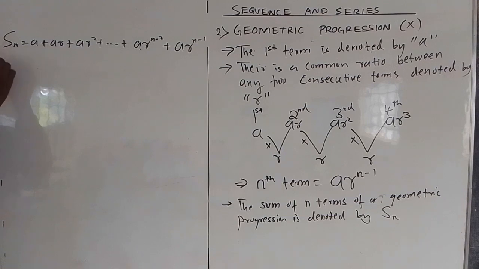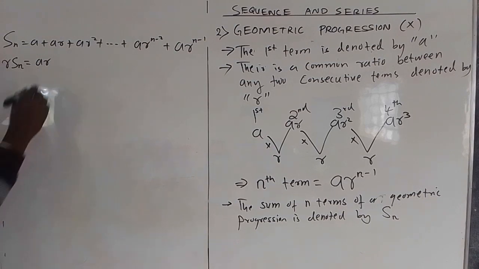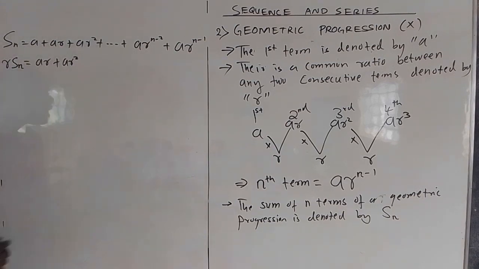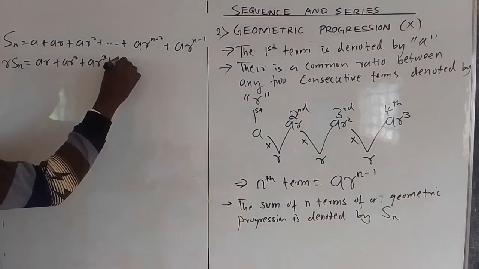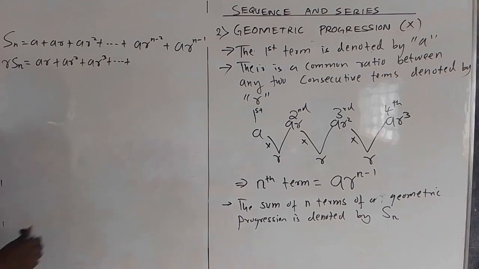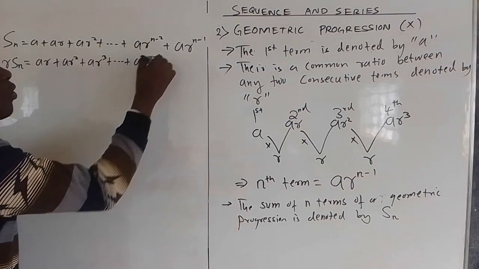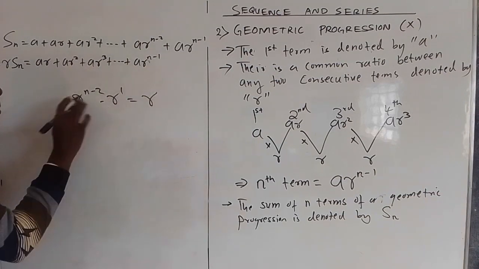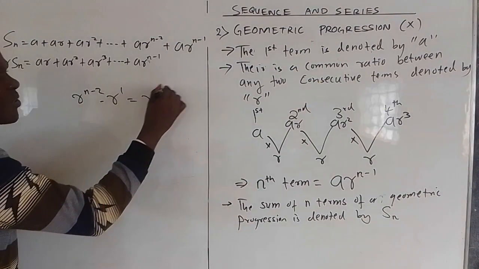So that on this side I have R times Sn, I get R Sn. Then R times A, that is AR. See there? Then R times AR, so you get AR squared. R times AR squared, so you get AR cubed. Then plus R times AR^(n-2), so you get AR^(n-1), because R^(n-2) times R, the same base with a multiplication sign, you add the powers. n minus 2 plus 1, you get n minus 1.